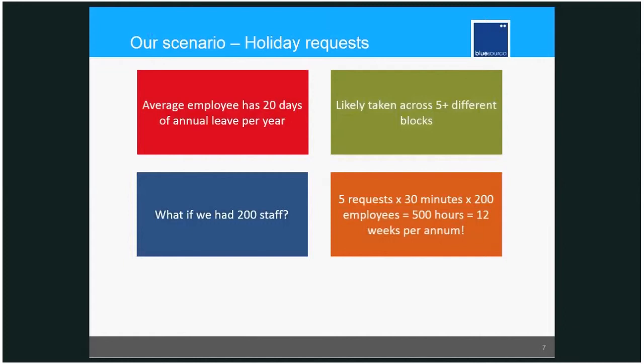So if we had 200 staff, you've hopefully read ahead and can see, well, actually, 5 requests per employee, I'll extrapolate this 30 minutes later on, times 200 employees. Actually, we're talking up to about 12 weeks per annum of somebody's full-time effort combined within an organization just to manage this particular manual process.